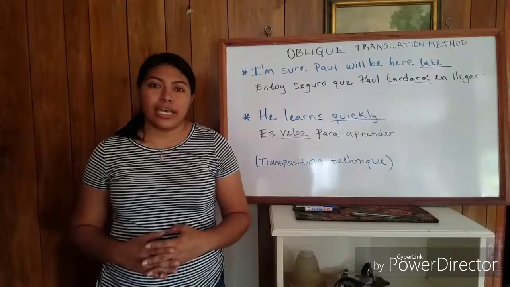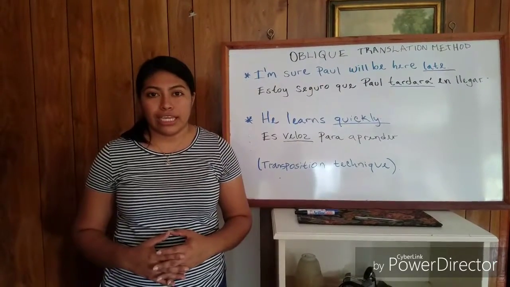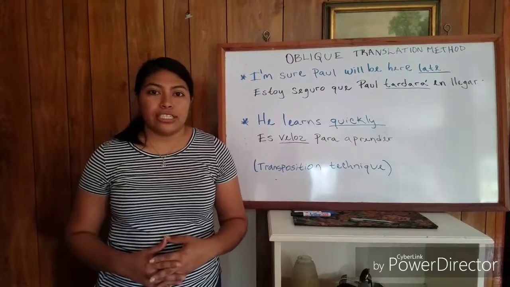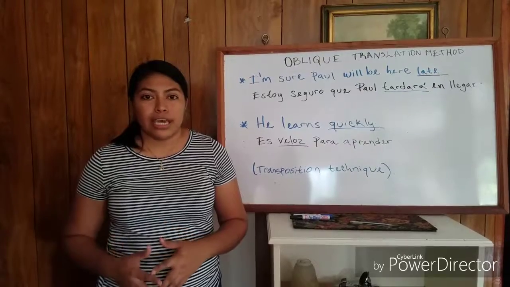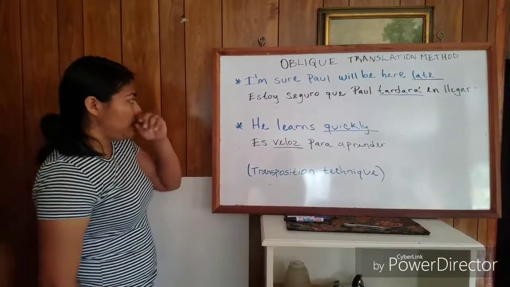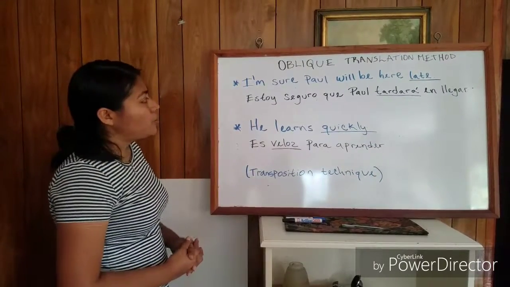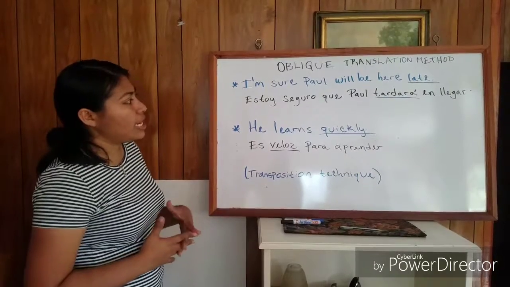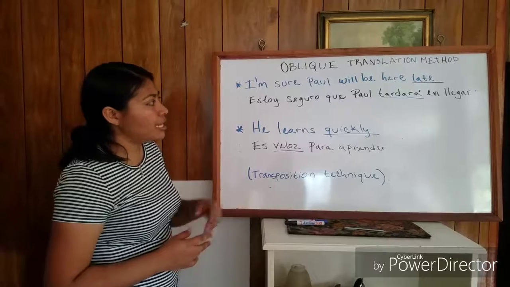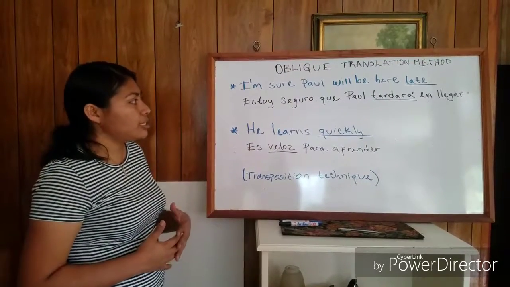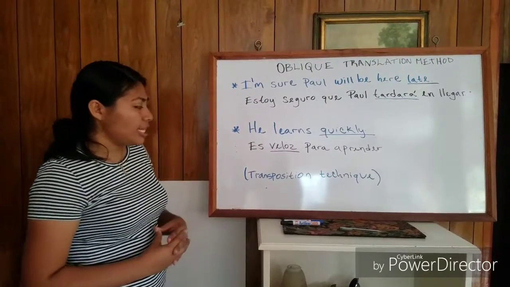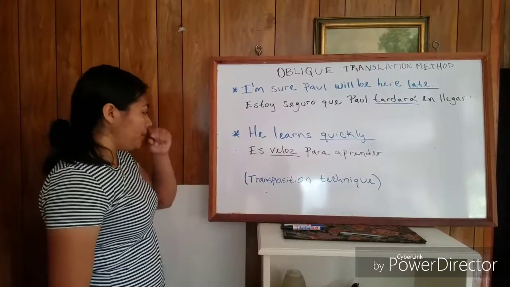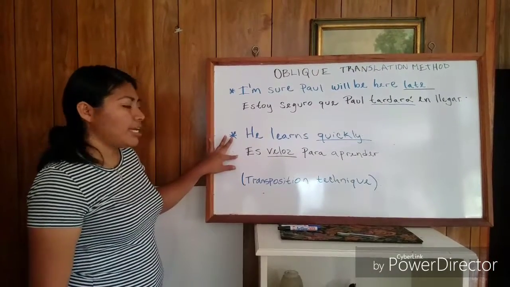Good afternoon. I am going to explain the oblique translation method, which is a free translation. The first technique is transposition, which operates at the grammatical level, and it consists of the replacement of one word class by another word class without changing the meaning. Here we have two examples. The first example says, I'm sure Paul will be here late. And when we translate, it says, estoy seguro que Paul tardará en llegar. In the sentence in English, we have an adverb, late, and in the sentence in Spanish, we change it into a verb. The second sentence says, he learns quickly. In Spanish, it says, es veloz para aprender. Here we have an adverb, and in Spanish, we have an adjective.